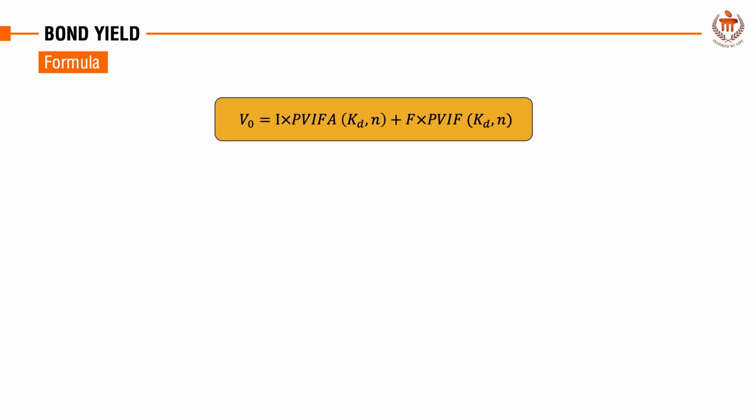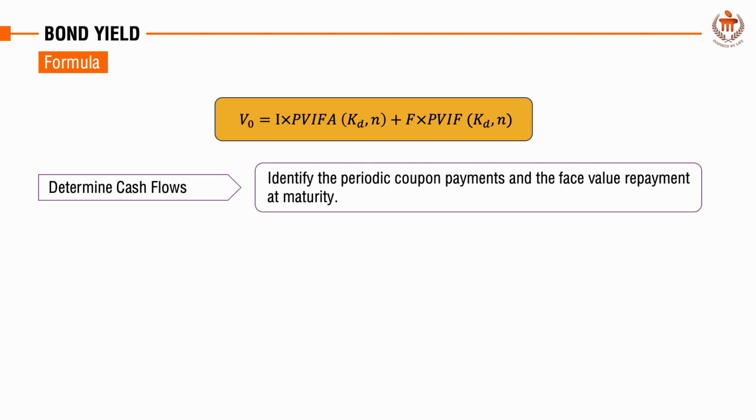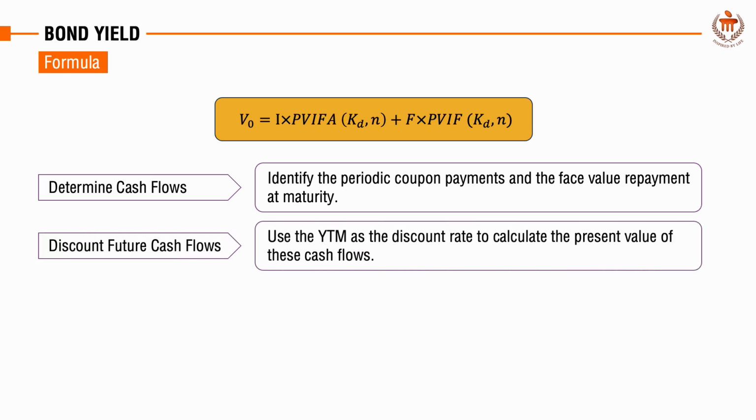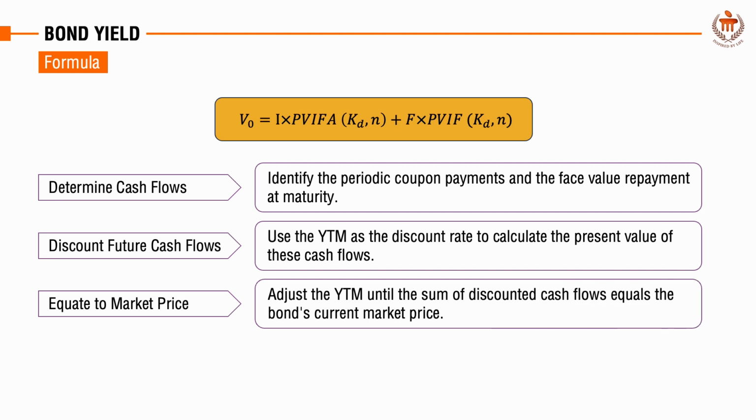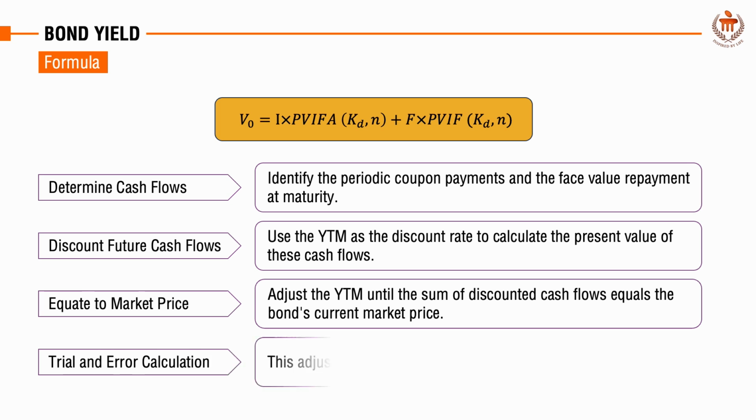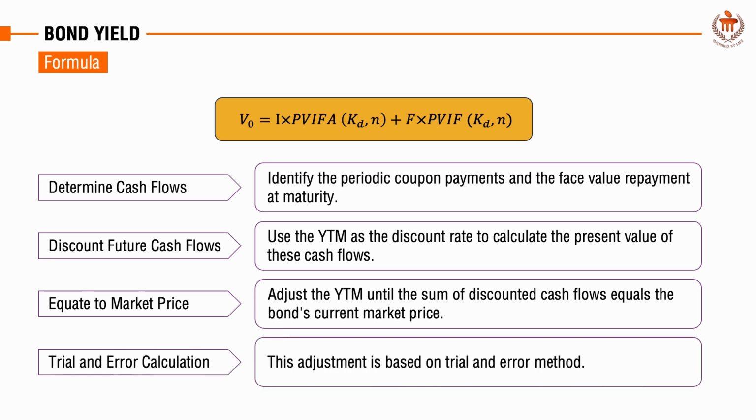Here's how it works. First, determine cash flows, which is to identify the periodic coupon payments and the face value repayment at maturity. Second, discount future cash flows. Use the YTM as the discount rate to calculate the present value of these cash flows. Third, equate to the market price. Adjust the YTM until the sum of discounted cash flows equals the bond's current market price. Fourth, trial and error calculation. This adjustment is based on the trial and error method.